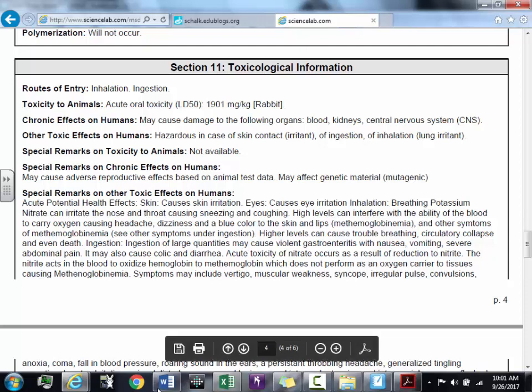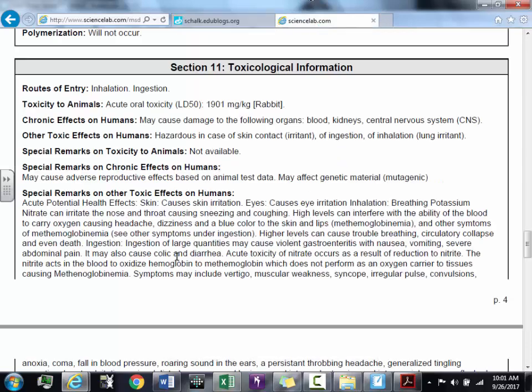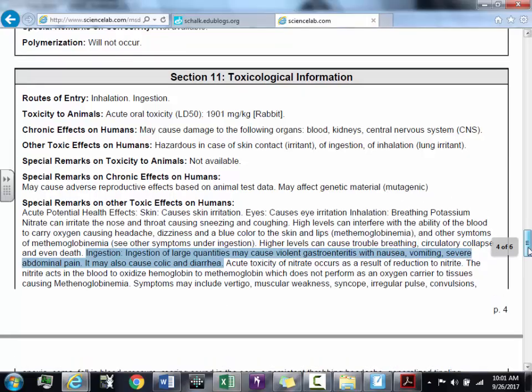We were going to look for, what did I ask you for? Side effects for ingesting potassium nitrate. And if we read here, see how it says ingestion here? Here's some of the stuff that would happen if you ate it tomorrow. And please don't eat stuff in the lab. It would cause violent gastroenteritis with nausea, vomiting, and severe abdominal pain, colic, diarrhea. Yeah, don't eat this. It's bad for you.